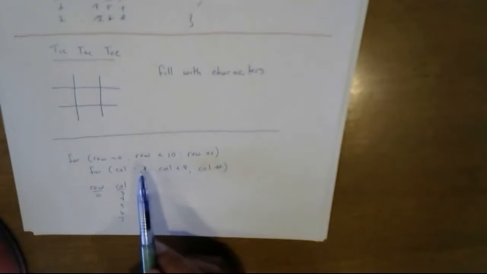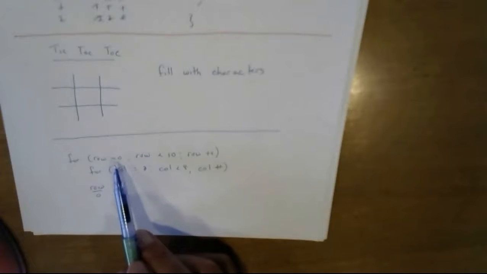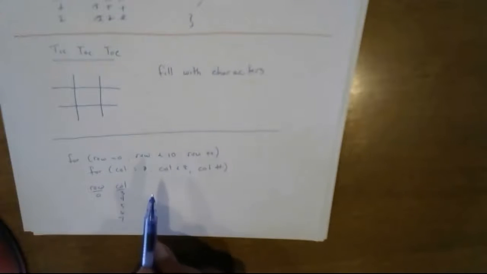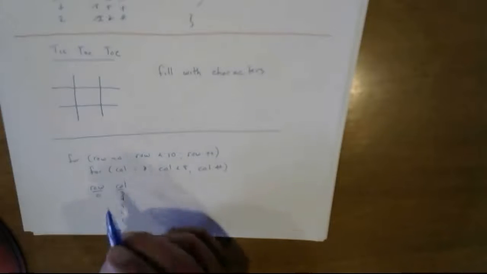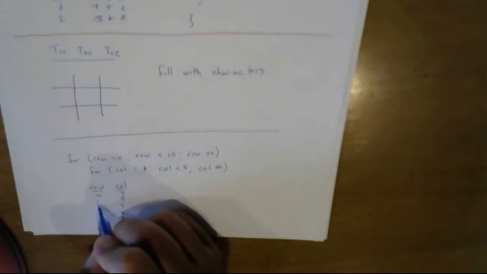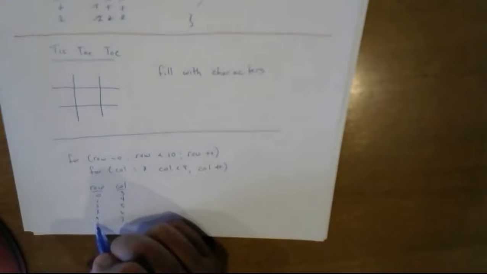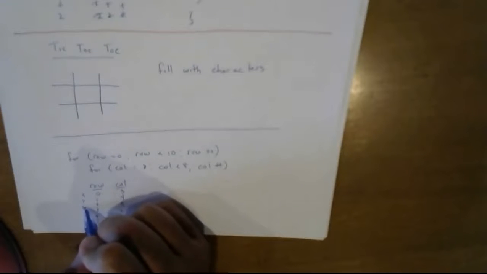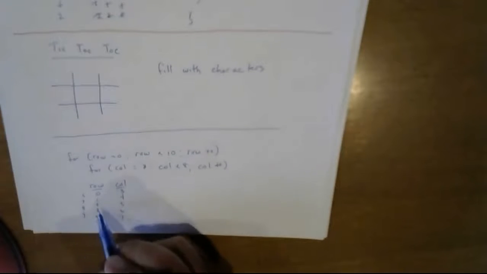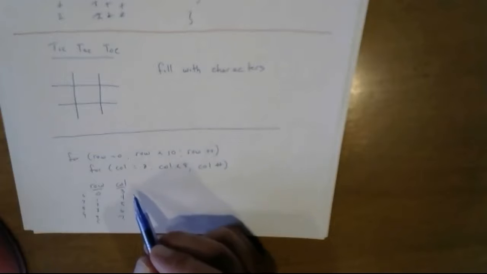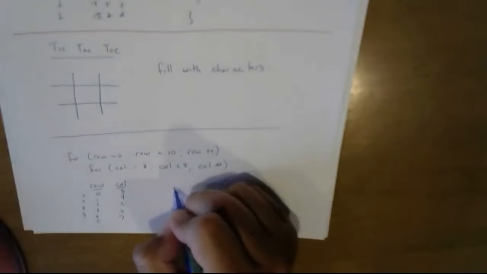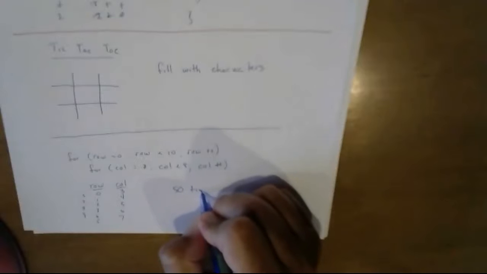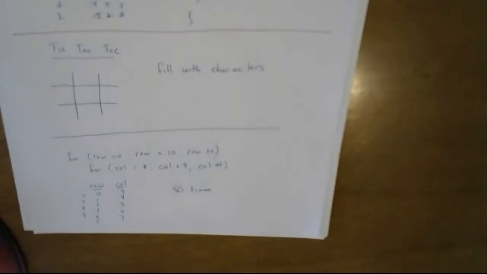How many times is my outer loop going to go? Well, row is from 0 to how many? 10. It's less than 10, so it's going to go 0, and then 1, 2, 3, 4, 5, 6, 7, 8, 9, which is actually 10 numbers. And the inner loop goes 1, 2, 3, 4, 5. So the body of this loop is going to execute 50 times.